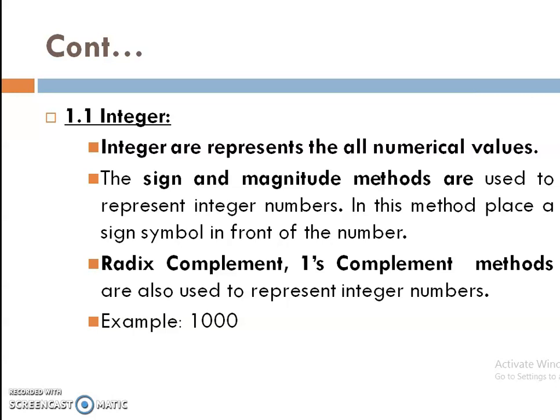Now we discuss the subparts of primitive data structure. First we discuss integer. Integers represent all numerical values. The sign and magnitude method is used to represent integer numbers. In this method, a sign symbol is placed in front of the number. Radix complement and first complement methods are also used to represent integer numbers. An example of an integer data structure is any integer value like 1000.